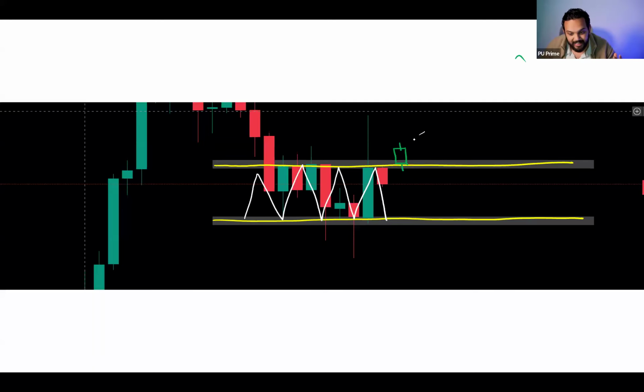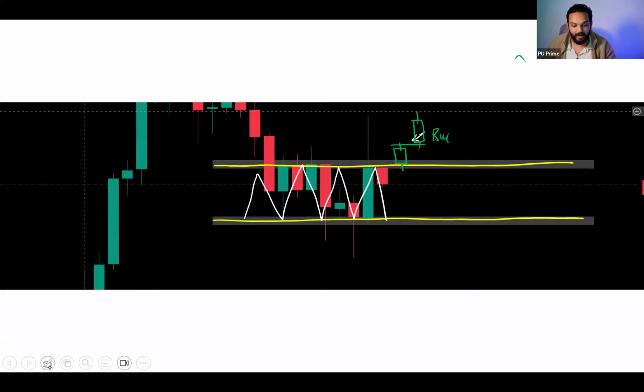Now, if I see a bullish candle where buyers are able to break above this zone and close above this zone, what does this mean? This means that there is a high probability that the price is going to continue to push higher. So at that level, I'm going to buy.